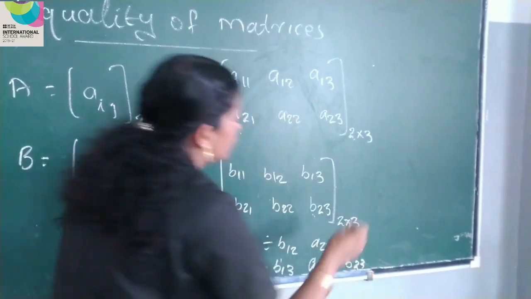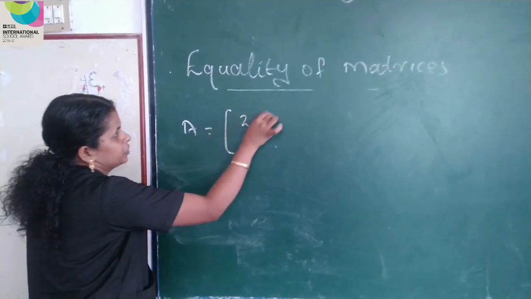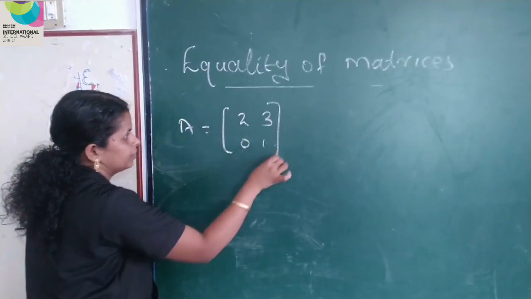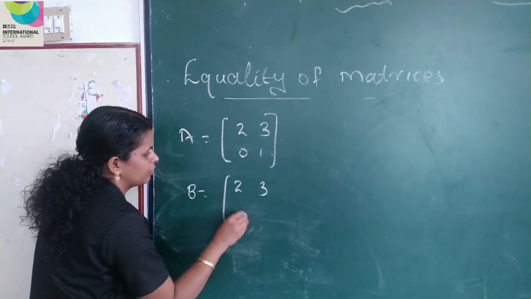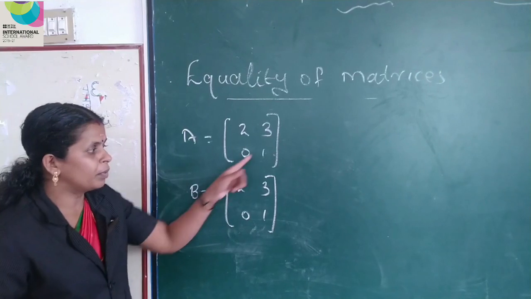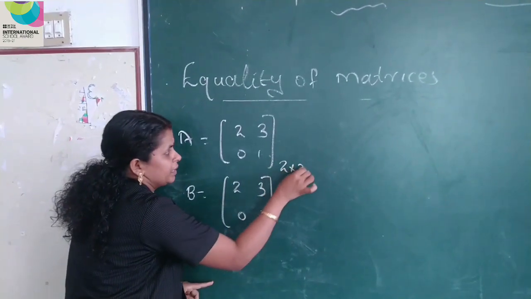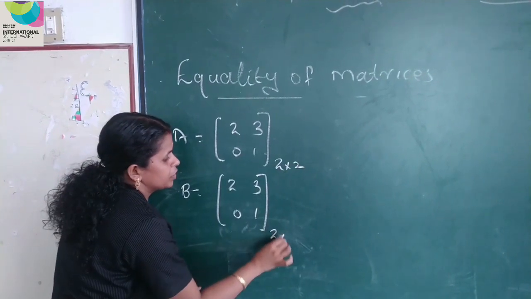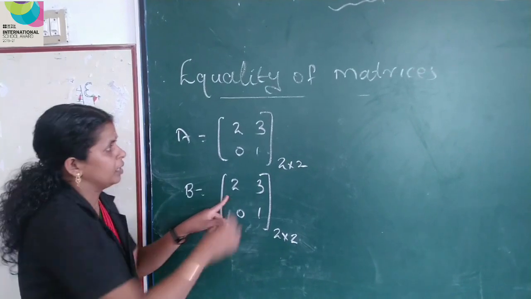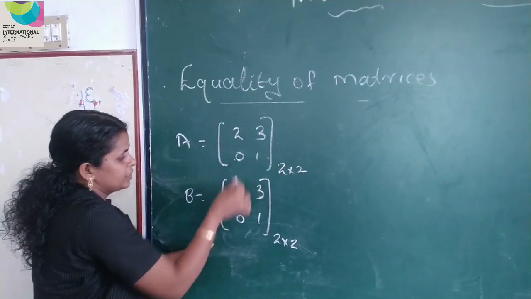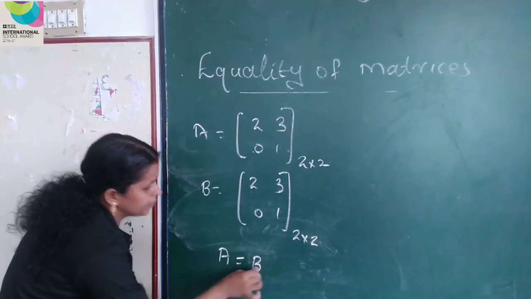B23. Example: A equals matrix 2, 3, 0, 1 and B equals matrix 2, 3, 0, 1. Both matrices have the same order, that is 2 by 2, here also 2 by 2. Corresponding elements are also equal: 2, 2, here 3, 3, 0, 0, 1, 1. So what we can say? A is equal to B.